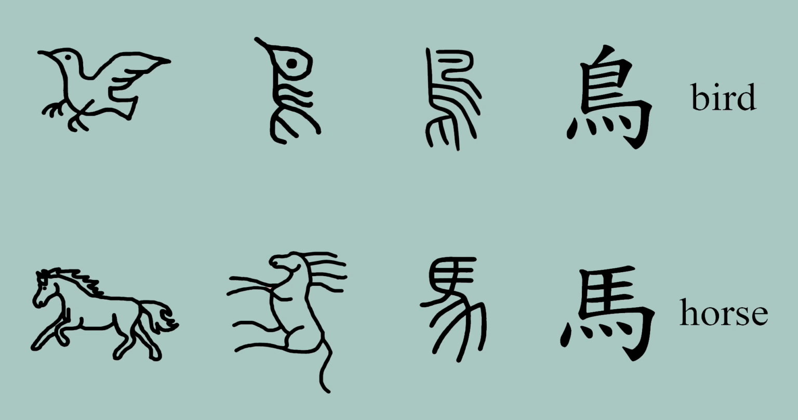When creating a character for a horse, they first drew a simple horse with a head, mane, legs and tail. Then they tilted it vertically and simplified it even more, but still preserving most parts.